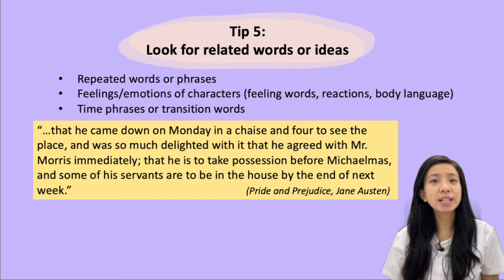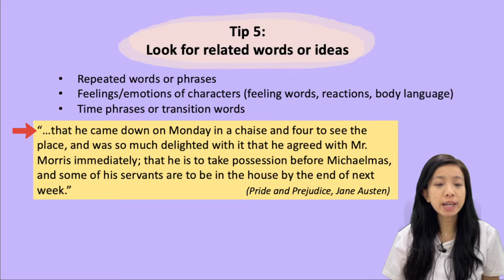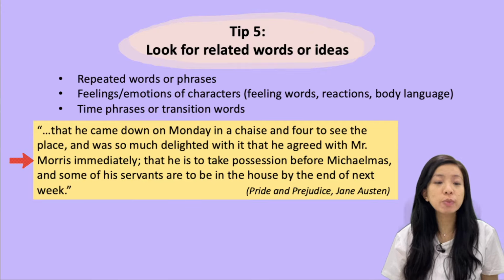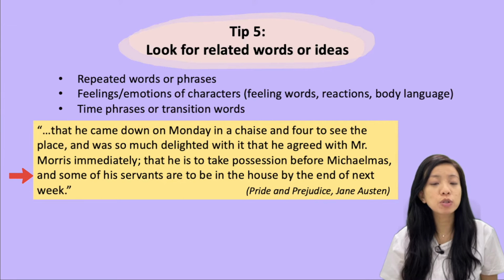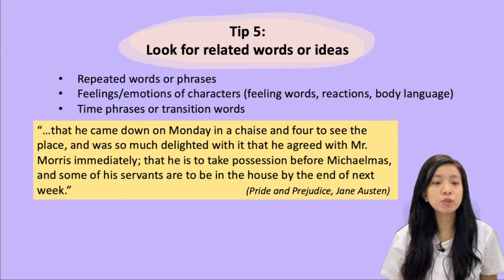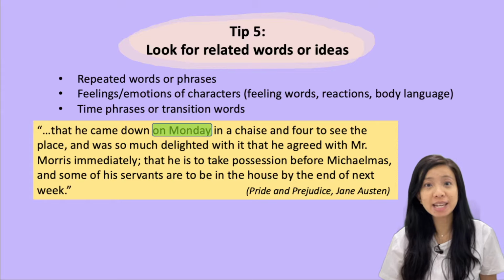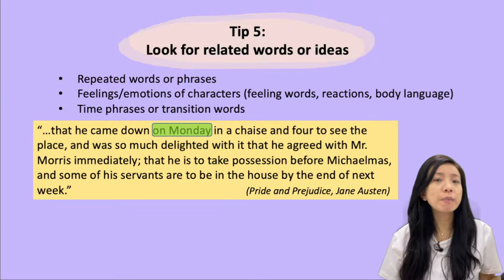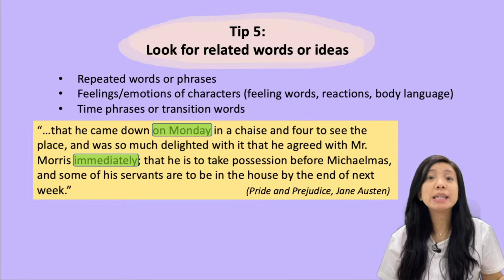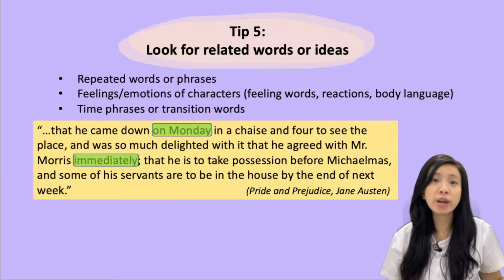So let's look at the first example again, that he came down on Monday in a chaise and four to see the place and was so much delighted with it that he agreed with Mr. Morris immediately that he is to take possession before Michaelmas, and some of his servants are to be in the house by the end of next week. There are a number of time phrases here. If you notice, the first one is on Monday. So we know that this guy, he came down to the house on Monday. The next time phrase is immediately. So when he went down to the house on Monday, he immediately agreed to buy or rent the house.